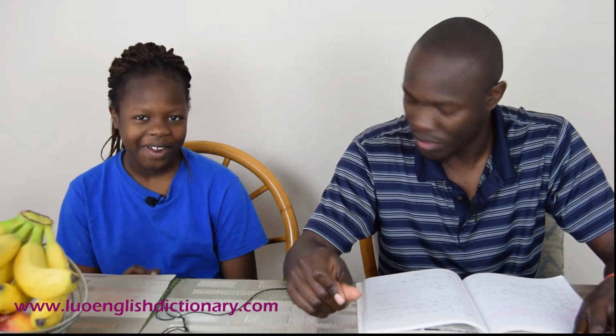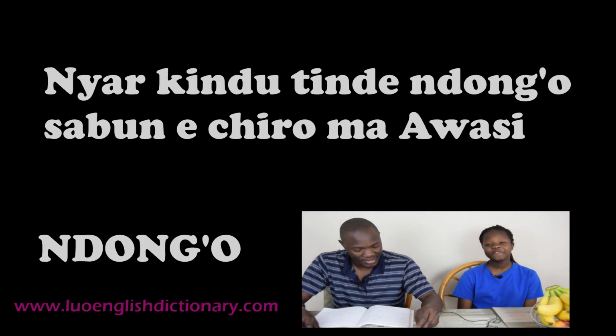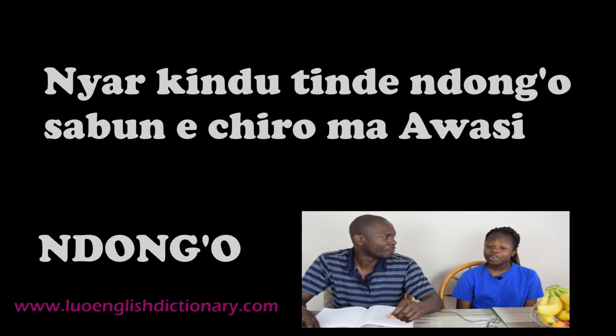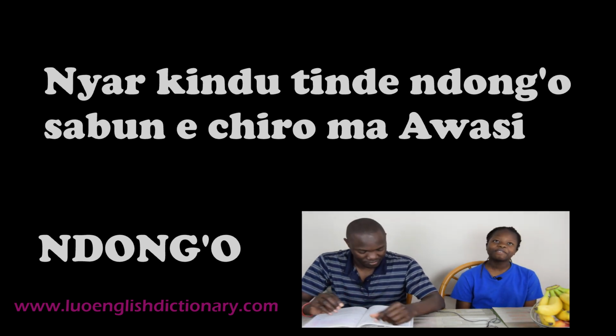Ndongo. Tinde ndongo sabun e chiro ma awasi. Yes, that means ndongo is to sell in retail, like to sell in small quantities. So if you're buying something in large quantities and then you're selling in small quantities, we say ndongo.